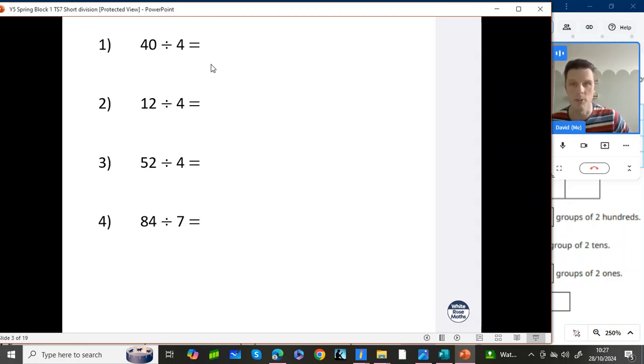So these are fairly straightforward. If you ever see a multiple of 10 and you're dividing by the same digit, so there's a 4 there and a 4 there, then the answer is always going to be 10. So 12 divided by 4 is 3. 52 divided by 4 is 13. And 84 divided by 7 is 12.